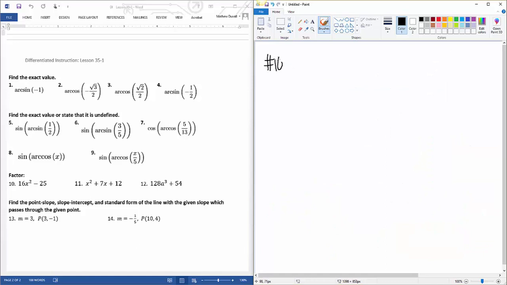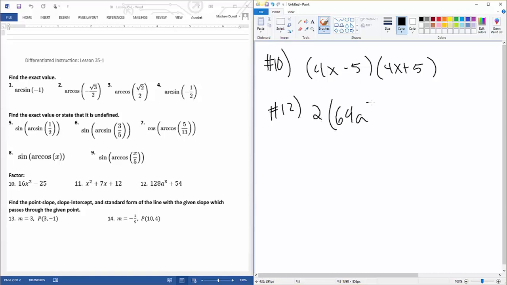Number 10, that is the difference of squares. So that factors into 4x minus 5 and 4x plus 5. On number 12, that is the sum and difference of cubes. You take the cube root. Well, you have to factor everything that's in common first, so it looks like a 2's in common. And so you take the cube root, that should be 4.